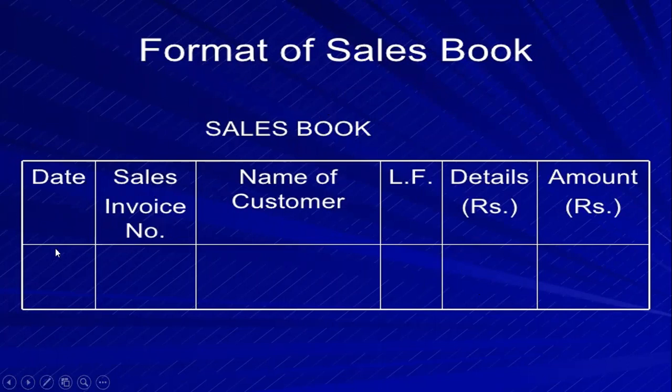The format of the sales book is the same as the purchase book: date, sale invoice number, name of the customer, LF, details and amount. Again, the details will have all the denominations of the goods sold, discount if any is to be deducted from the total amount, and the final amount should be mentioned in the outer column of purchase and sales book. Both the purchase and sales book should be maintained in chronological order, same as the cash book.